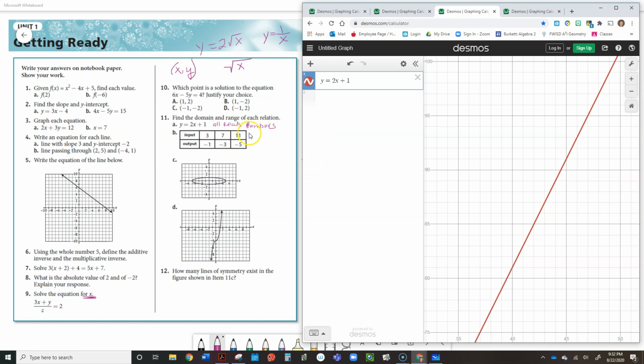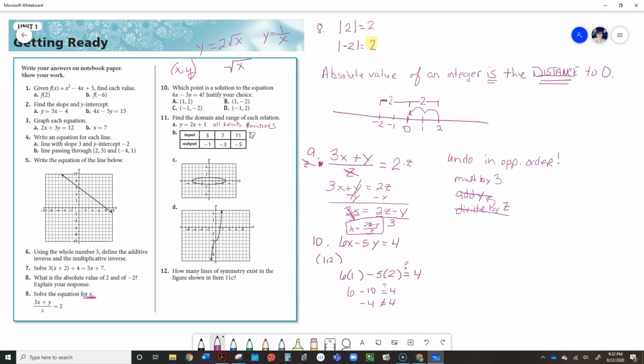The domain is always the input. This is the domain right here, and this is the range right here. So we've got domain is the input, range is the output, always. X is the input, Y is the output. That's how we always do it. So let's look at this one.